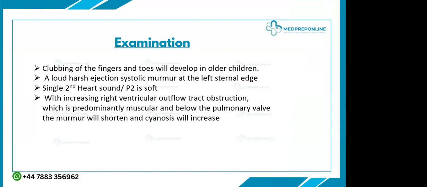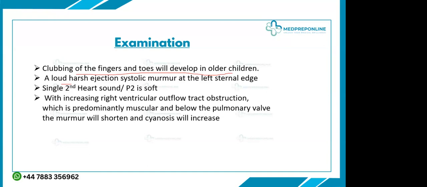So what other findings are you going to have? Clubbing of the fingers and toes will develop in older children after a few years. Yes. What is the difference between the cyanosis and the TET spells? I mean, how do we differentiate? Because it looks almost similar.